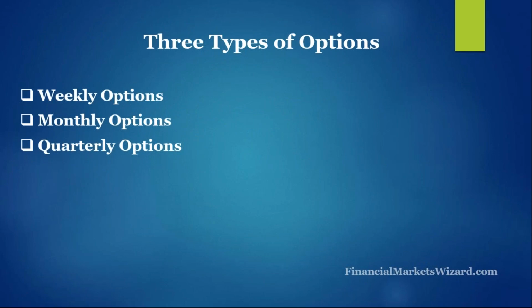So there are three types of options: weekly options, monthly options, and quarterly options. I trade monthly options, and they expire on the third Friday of the month. I don't trade weekly options, they are dangerous. And quarterly options I also don't trade. So monthly options is the one I trade.